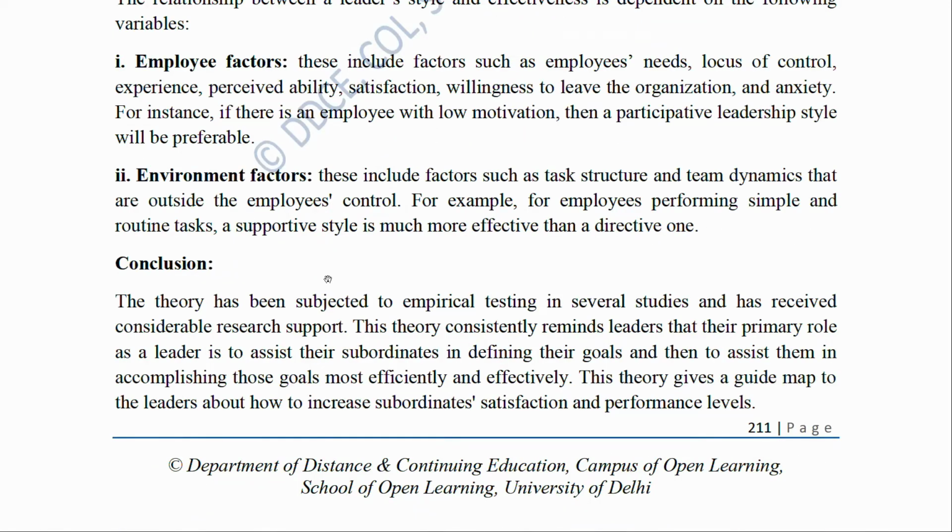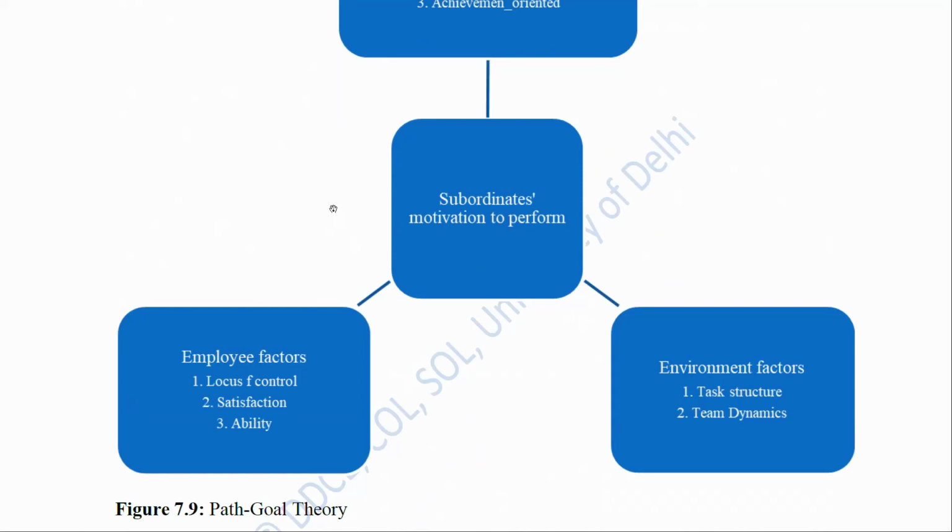Conclusion. The theory has been subjected to empirical testing in several studies and has received considerable research support. This theory consistently reminds leaders that their primary role as a leader is to assist their subordinates in defining their goals and then to assist them in accomplishing those goals most effectively and efficiently. This theory gives a guide map to the leaders about how to increase subordinate satisfaction and performance levels. Figure 7.9 shows path goal theory.